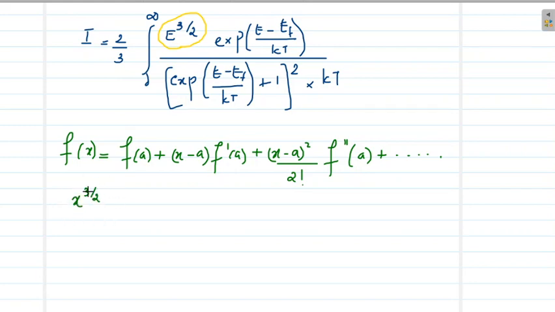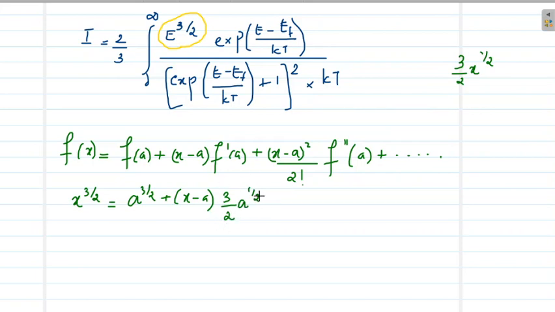If the function is x raised to 3 by 2 and if you need to expand this term around a, it will be a raised to 3 by 2 plus (x minus a) into f dash of a. Take the derivative of this term. What is the derivative of x raised to 3 by 2? It is 3 by 2 x raised to 1 by 2, and substitute a for x. That is how you calculate f dash of a. So f dash of a will be 3 by 2 a raised to 1 by 2.